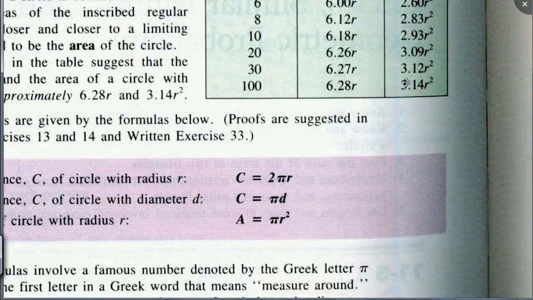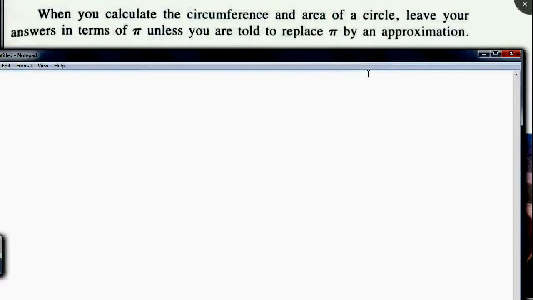Now let's do some examples. Turns out, using these formulas is a lot simpler. So let's look at these examples. By the way, somebody read this for us. This is important. Kristen, can you read this for us? When you calculate the circumference and area of a circle, leave your answers in terms of pi unless you are told to replace pi by an approximation.